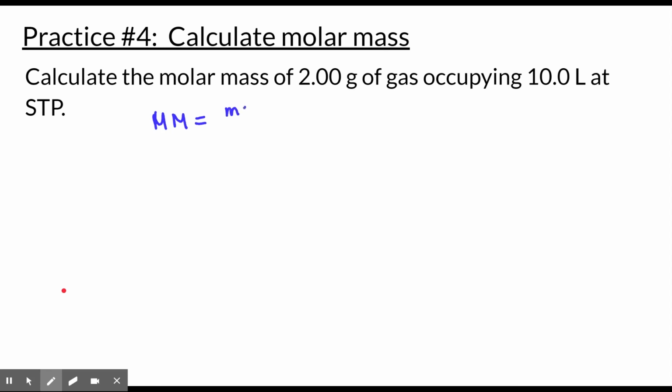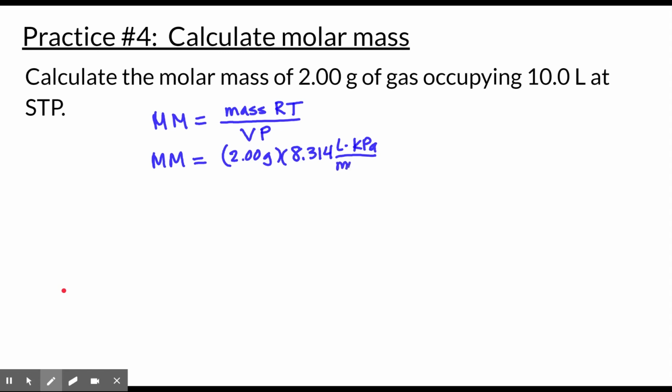The first is mass times RT divided by volume times P. So molar mass is equal to the mass, which is given as 2 grams. Now, again, when it comes to R, since you're not told which pressure units to use for STP, it doesn't really matter. So let's use kPa. We're going to use 8.314 liters times kPa over moles times Kelvin.